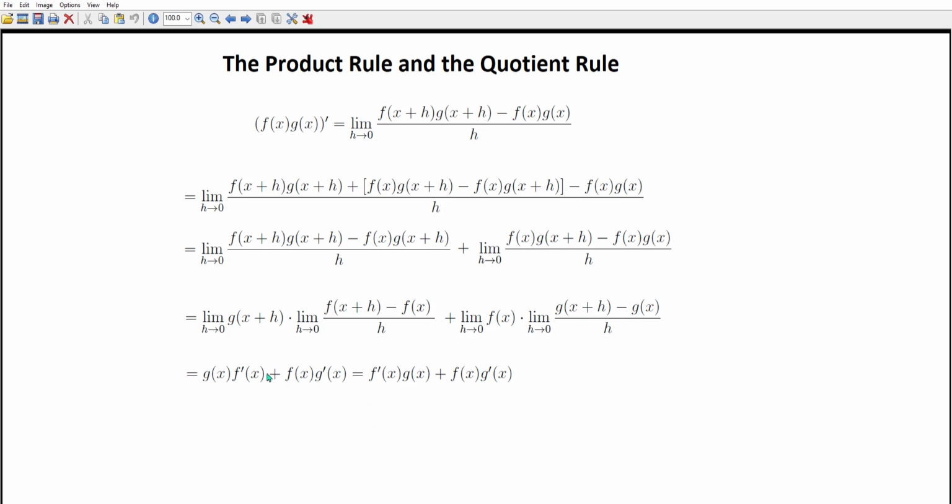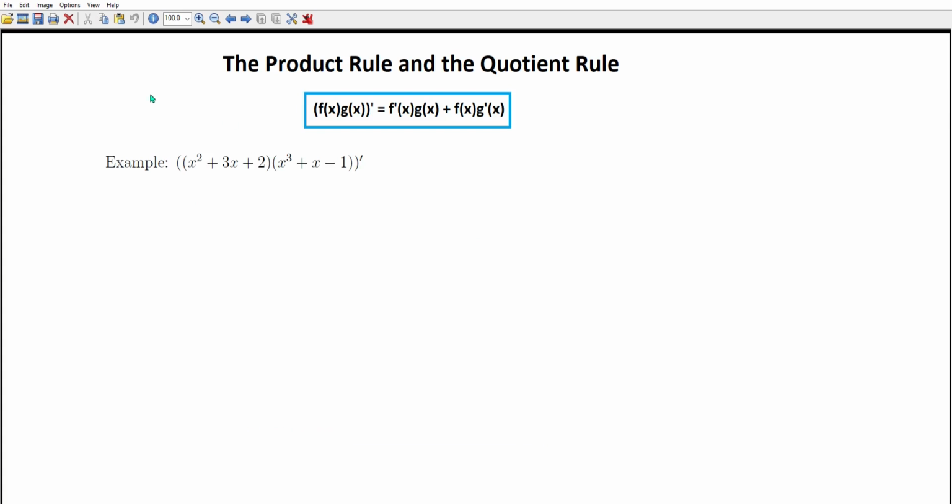And I'm going to rewrite that now because these things commute: f prime of x times g of x plus f of x g prime of x. That's the derivative of f(x) times g(x), and that's the product rule. The derivative of f(x) times g(x) is the derivative of f times g plus f times the derivative of g.